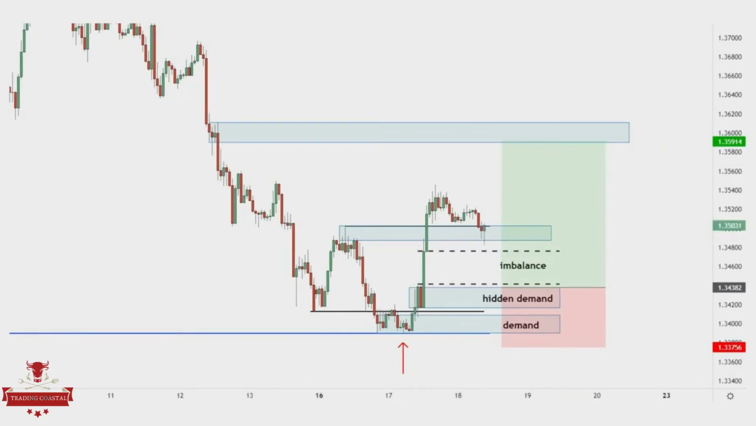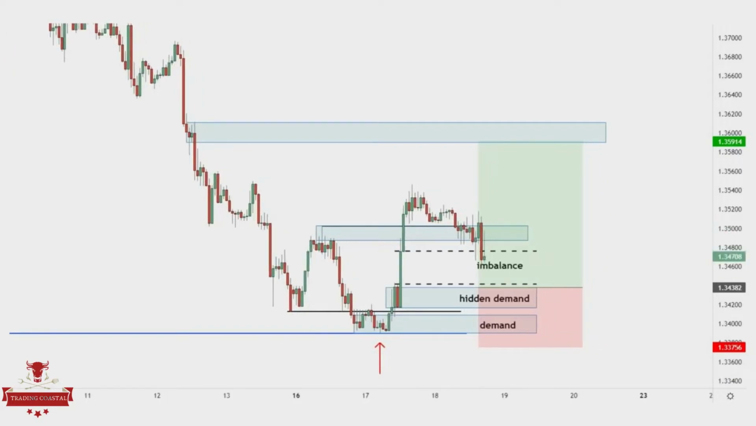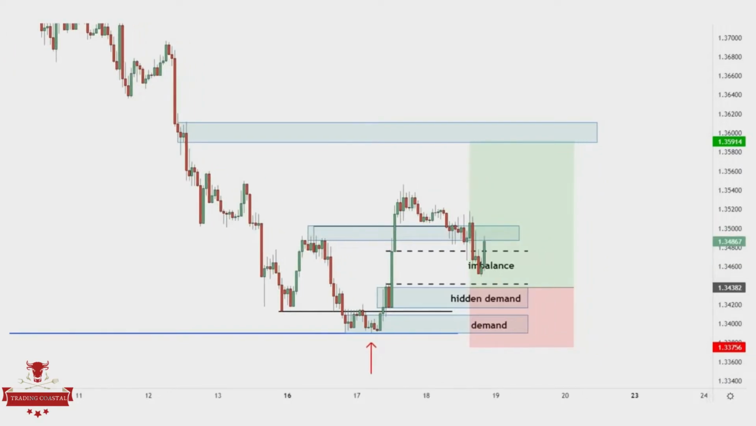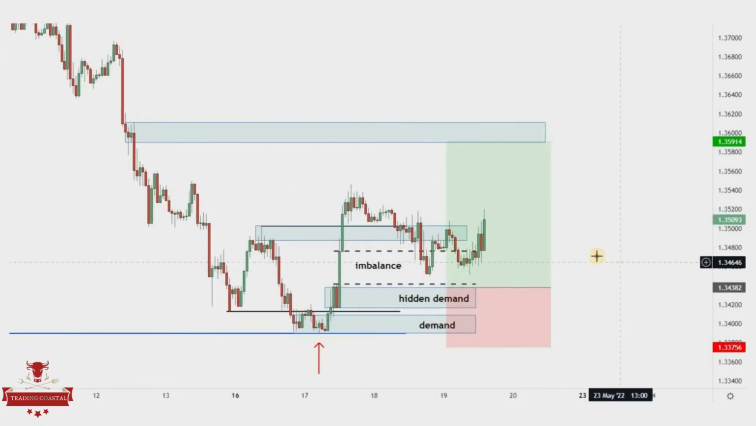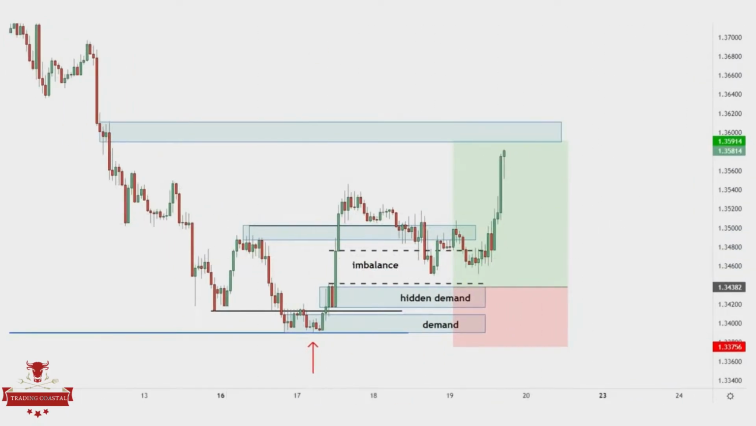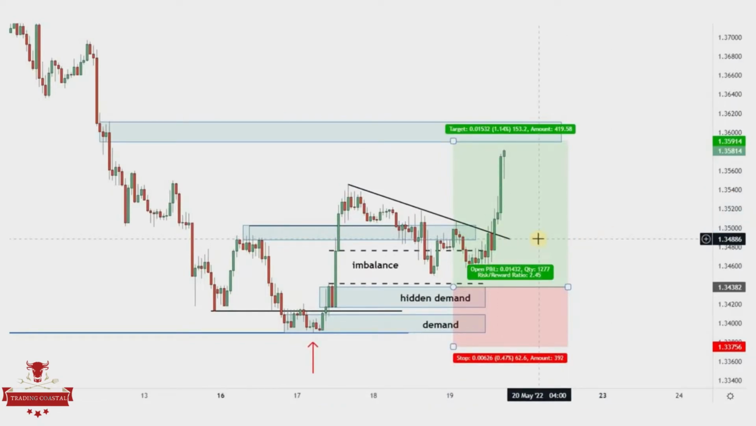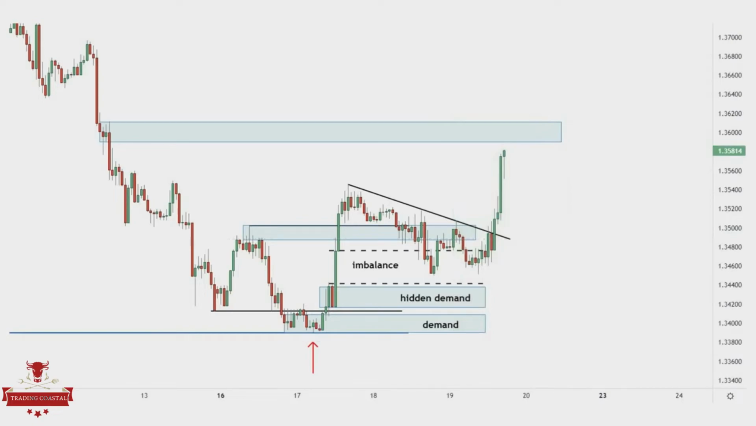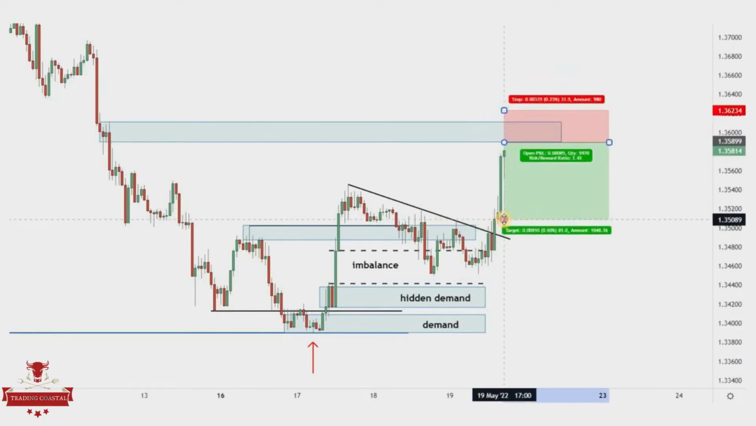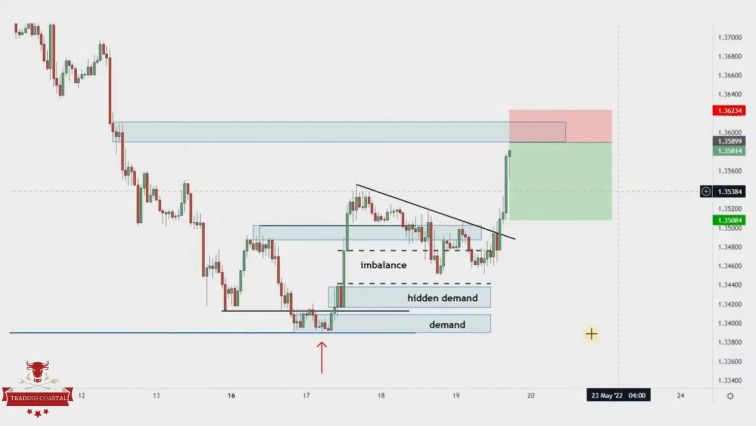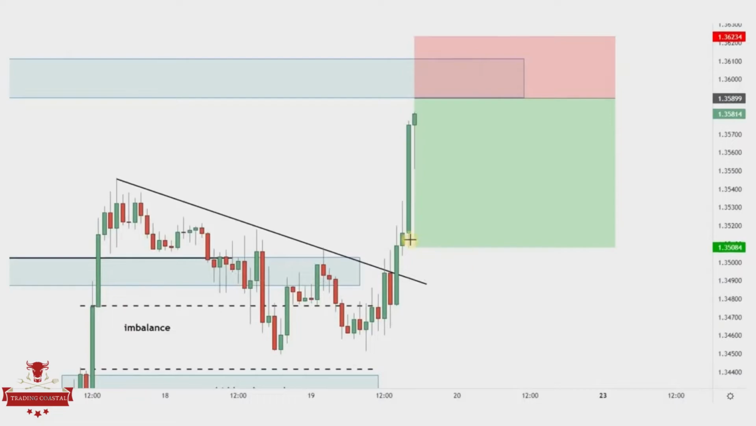Price continued the pullback, entered the imbalance zone, and came within a few pips of our entry zone, but didn't touch it. It made a second attempt but ended up creating a double bottom and bounced in the upside direction, touching the supply zone. We can use this supply zone to enter a short-term sell trade. If the first buy trade had triggered, I wouldn't have entered a sell trade at the supply zone, because I prefer to be humble and enjoy the profits.